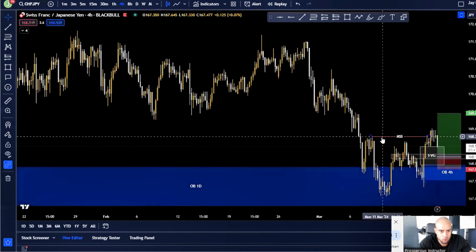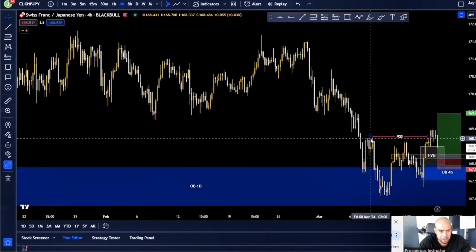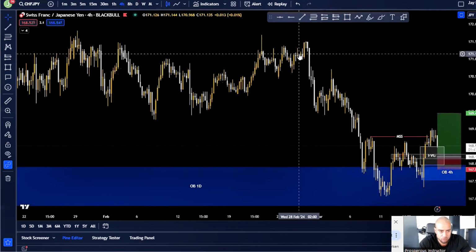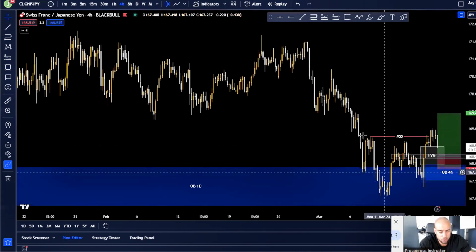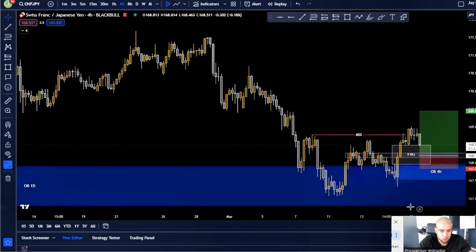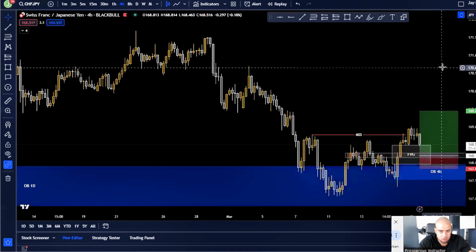And when we took out this high here, we created a market structure shift, and that's when we shifted from this bearish market structure to a bullish market structure. So we are bullish now. The only thing we're looking for is the pullback and the entry for us, right?